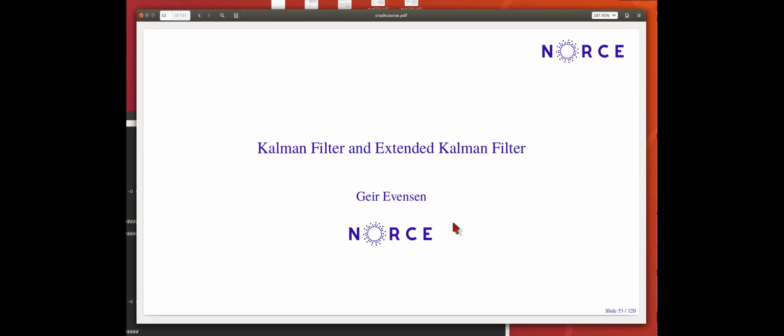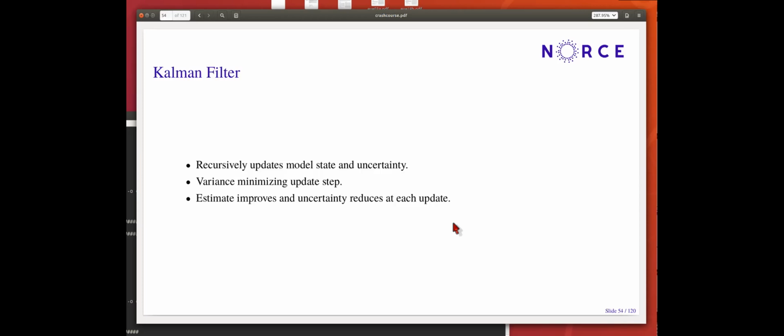Okay, so now we have some foundation for discussing the full Kalman filter and also something called the extended Kalman filter, which is a version of the Kalman filter that you can use for nonlinear models. The Kalman filter recursively updates the model state and its uncertainty, and it uses a variance minimizing update step. That means you make a Gaussian assumption. And what you expect is that the estimate will improve and the uncertainty will reduce at each update.